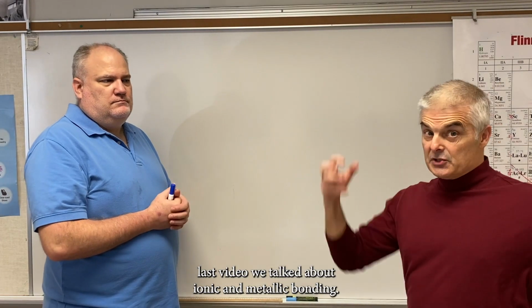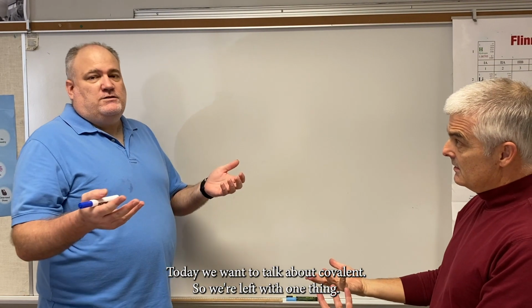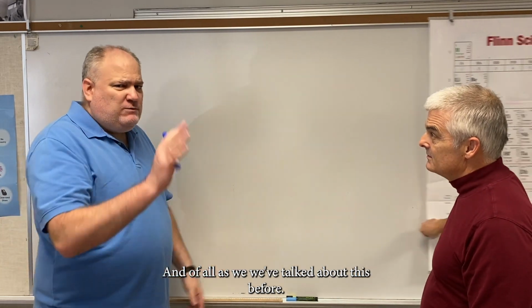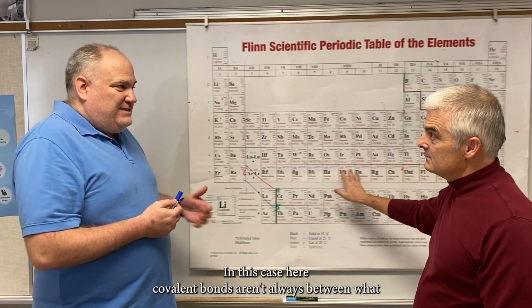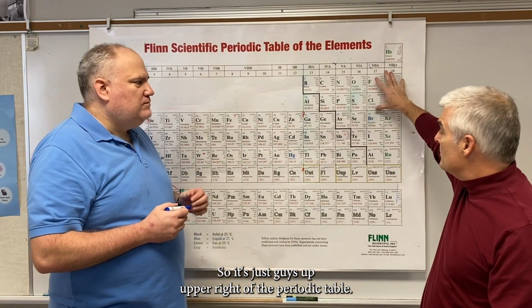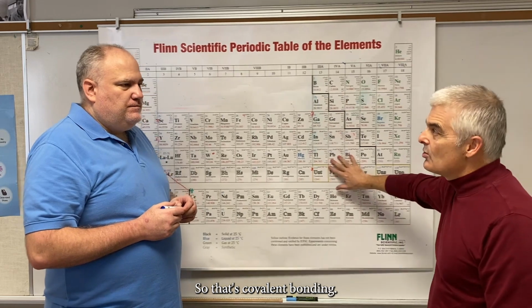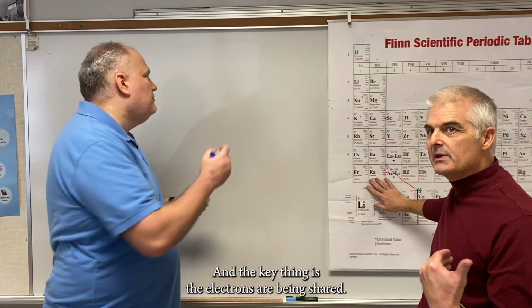So guys, in the last video we talked about ionic and metallic bonding. Today we're going to talk about covalent. So we're left with one thing, and we've talked about this before. In this case, covalent bonds, aren't they always between what? Nonmetals and nonmetals. So it's just the upper right of the periodic table, but also including hydrogen. So that's covalent bonding, and the key thing is the electrons are being shared.